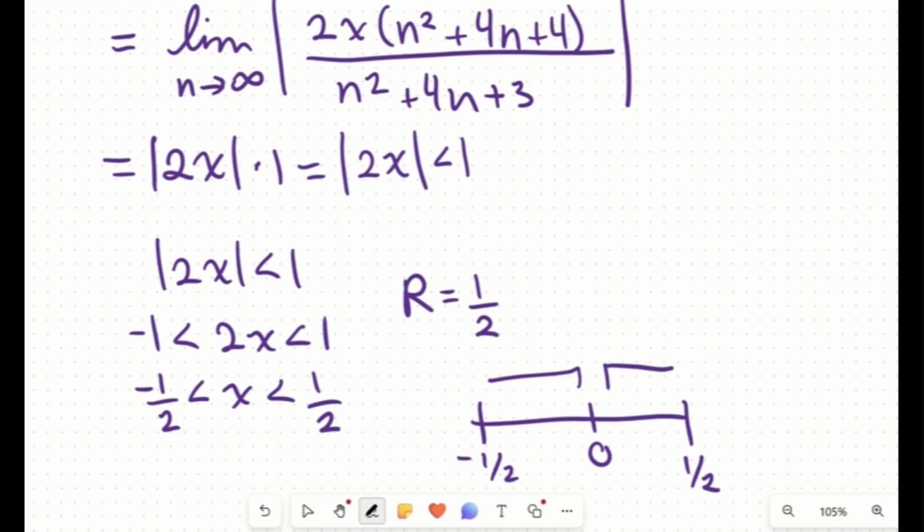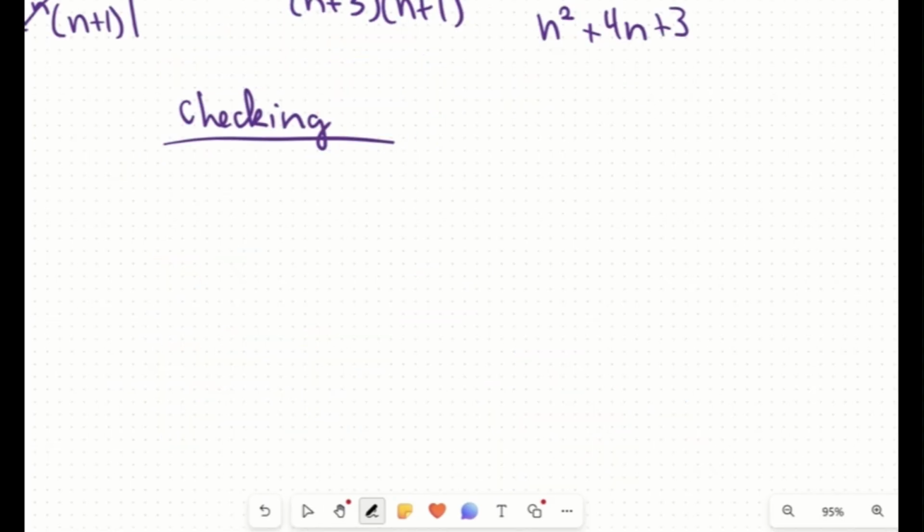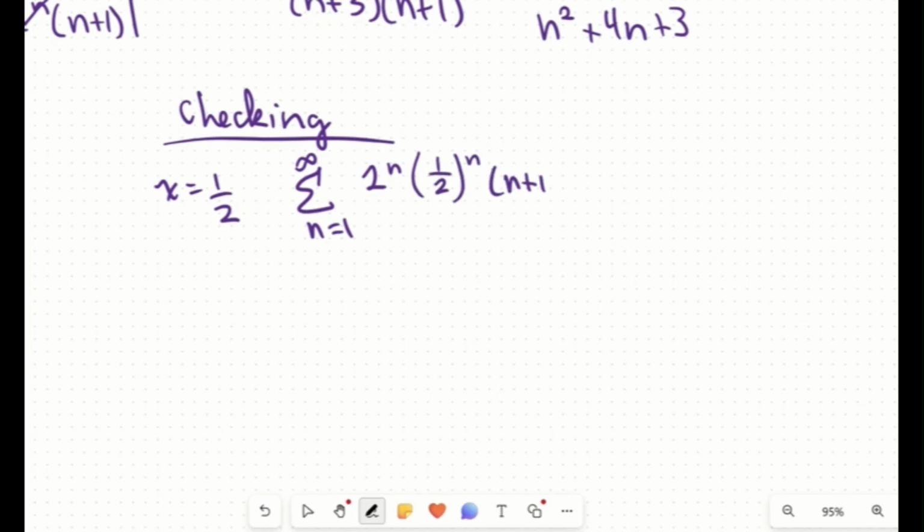And for the last part of this video, we're going to test the endpoints. So we found our interval of convergence, but it doesn't actually tell us if these are included or not. So what we have to do is go back and plug in when x equals negative 1/2 and when x equals 1/2 into our original series. So x equals 1/2. We're going to plug that in. We're going to have the series n equals 1 to infinity, 2 to the n, and instead of our x, we're going to put 1/2 to the n times n plus 1, all divided by n plus 2.